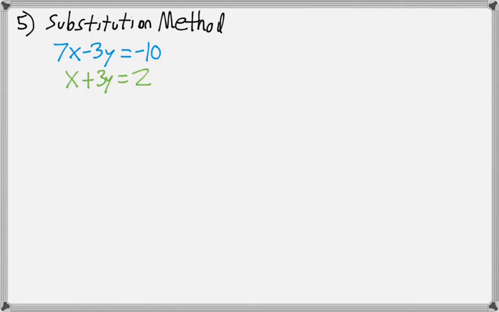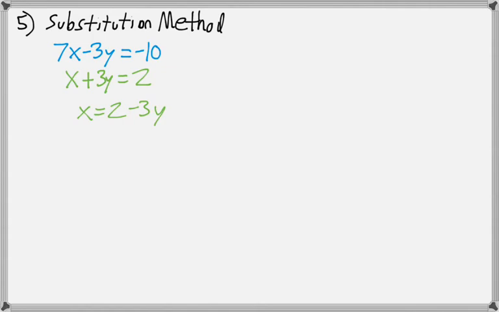So my first step is I need to isolate one of my 4 variables. So I either need to get the blue x by itself, or the blue y by itself, or the green x by itself, or the green y by itself. And any one of these will work. I think the easiest one to get by itself is the green x. So if I subtract 3y from both sides, I get x is equal to 2 minus 3y.